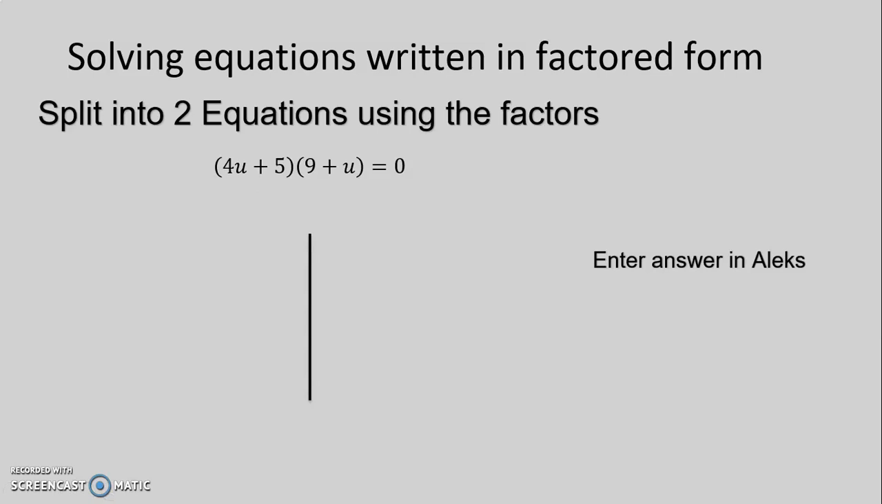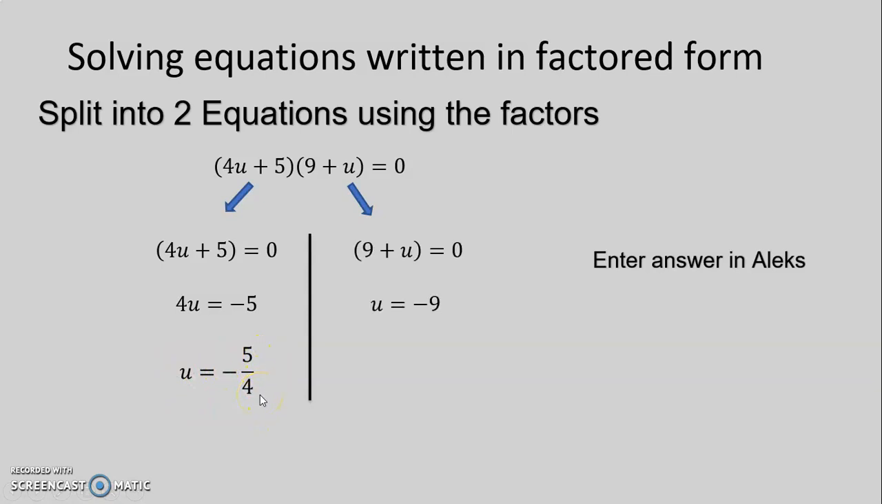It's surprisingly simple to do once it's in this factored form, and for these first ones, they've already set it up for us nicely. So first we'll take 4u plus 5 and set it equal to 0. And you guys know how to do this. This is just a simple two-step equation. We'll subtract 5 from both sides and then divide both sides by 4. Our answer here, this is as simplified as it gets. U is negative 4 over 5.